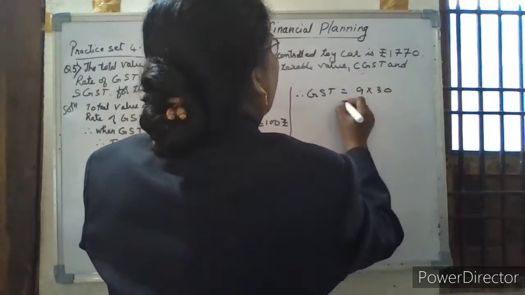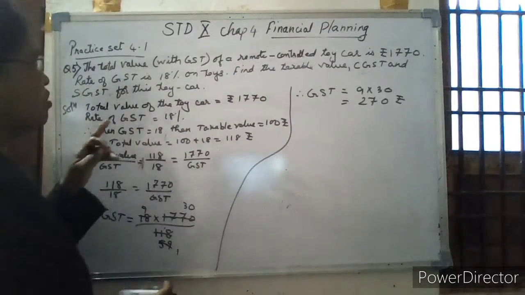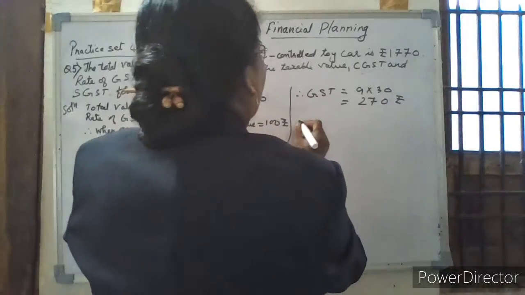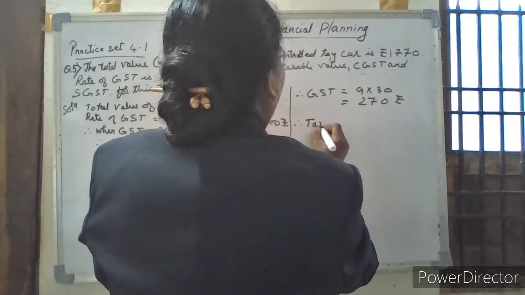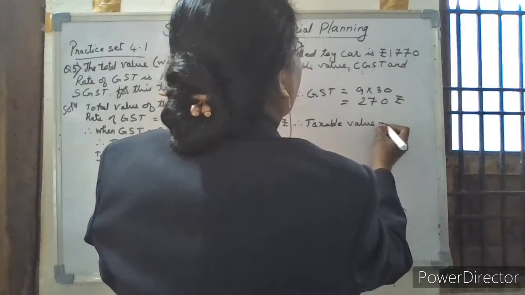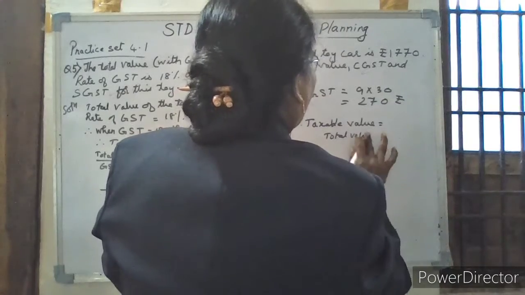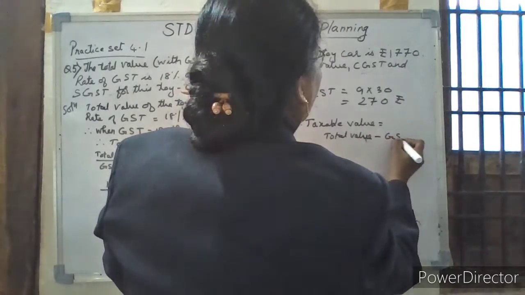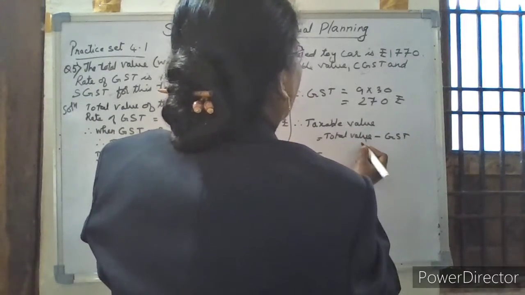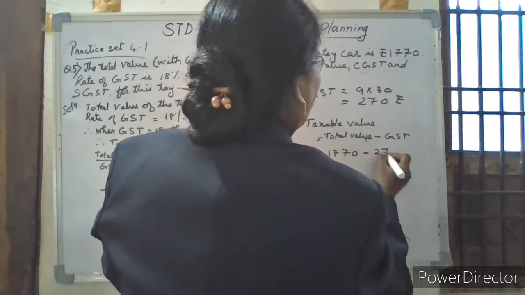9 into 30 is equal to 270 rupees. Therefore, we got the GST amount. Now find the taxable value. Taxable value is equal to the total value minus GST. So that is equal to, total value is rupees 1770 minus GST, we got 270.